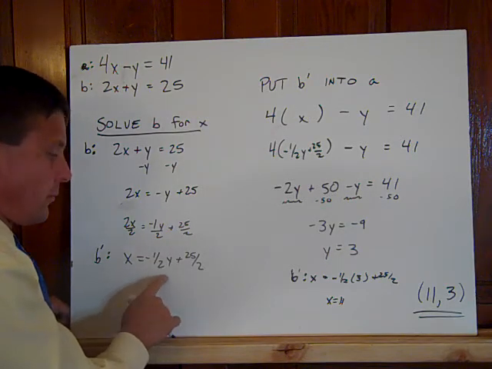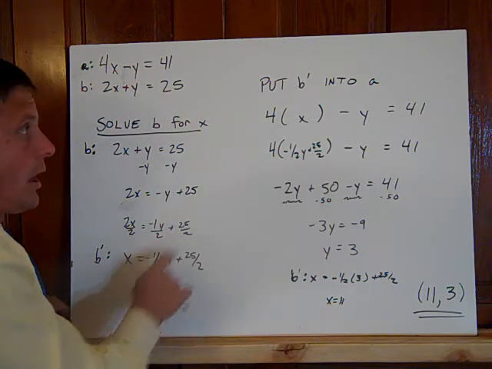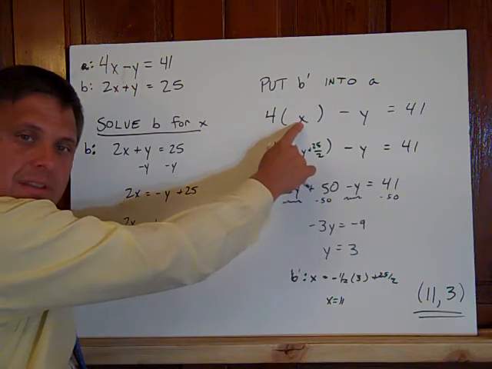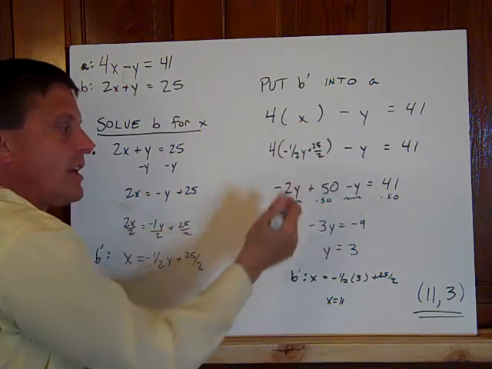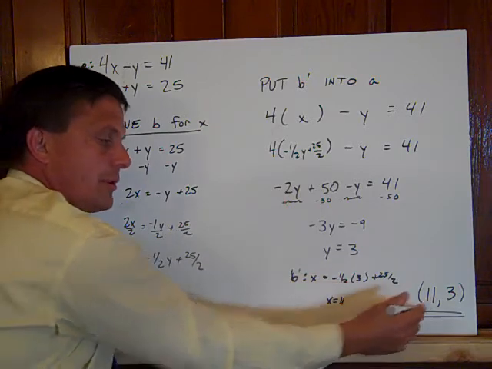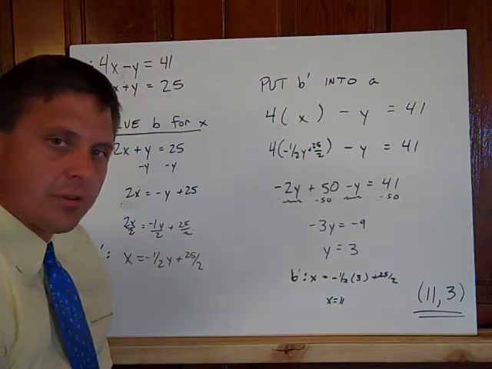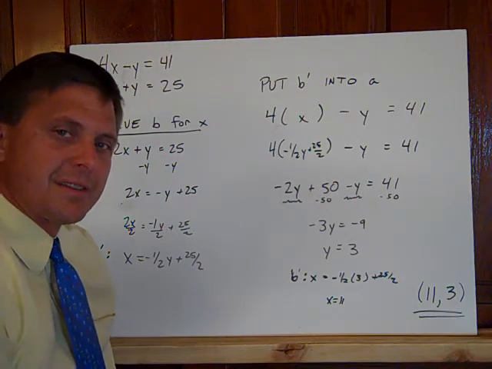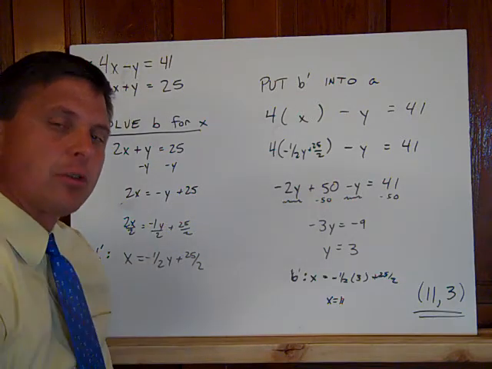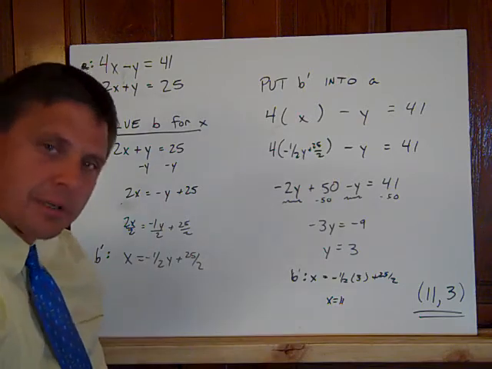X equals negative 1/2 y plus 25 halves. And if I put B prime in A, instead of replacing y, I have to replace x. The point is it works out. 11, 3 was the last answer. 11, 3 here is the same answer. Numbers are numbers. Fractions are numbers. We just want to take the easiest path if we can. It's not incorrect. This is just more difficult to do.